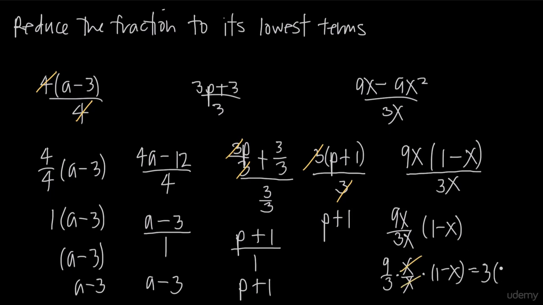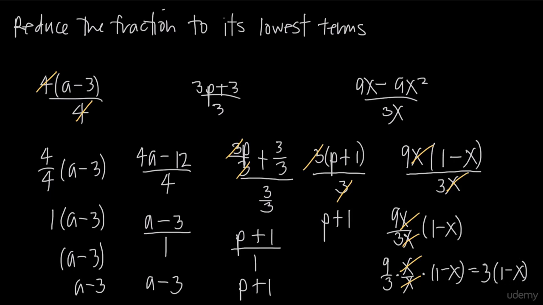So we end up with 3 times quantity 1 minus x, which makes sense because we could have just canceled the x's here and said that 9 over 3 is equal to 3, and we would have had 3 times quantity 1 minus x. We could have also done it at this step. We could have said the x's cancel, and 9 divided by 3 is 3, so we get 3 times quantity 1 minus x. Either way, the math is the same. Again, it's just different ways of writing the same thing.